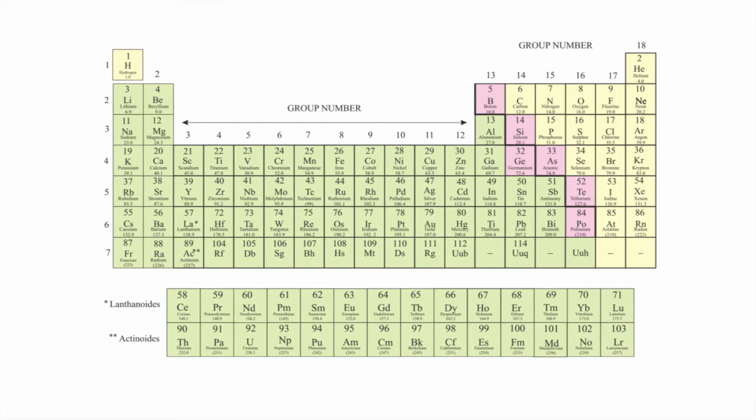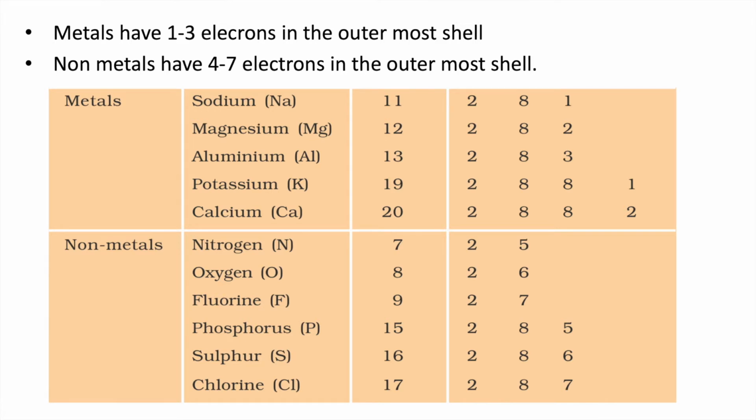It is impossible to learn by heart all the atomic numbers, but try to learn by heart the atomic numbers of some important metals and nonmetals according to your syllabus. So here are written some important metals and nonmetals, their atomic numbers and their electronic configuration.